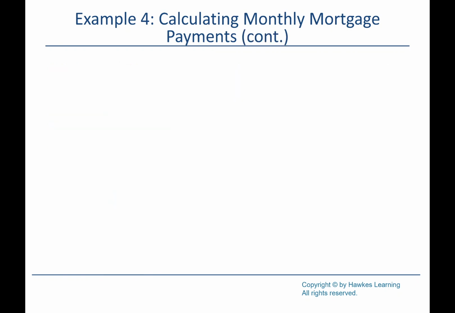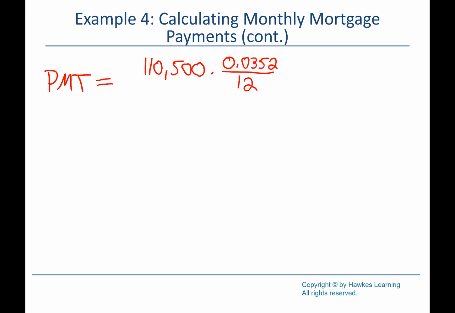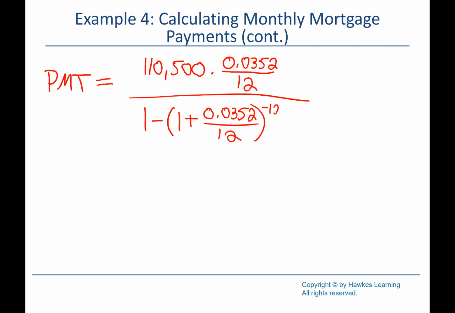So plugging in these numbers, let's see what we get. Our payment is $110,500 times 0.0352 over 12. And on the bottom, we've got 1 minus (1 plus 0.0352 over 12) to the negative 12 times 30, the 30-year mortgage, so times 30 power.